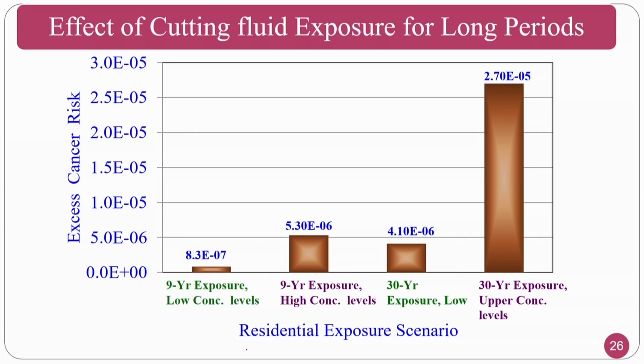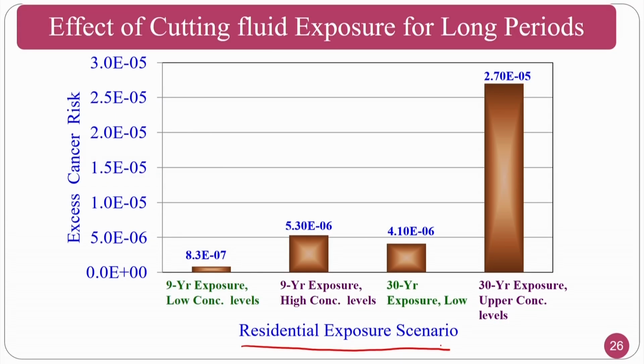If you see the residential exposure scenario, nowadays companies are constructed outside of the cities. In olden days, people constructed companies outside cities, but now the cities are expanding, so the company is adjacent to the locality. In these circumstances, what will happen? In the residential exposure scenario, if it is 9 years of exposure with low concentration levels, there is a cancer risk, and if it is high concentrations for 9 years, what will happen? This is the risk.